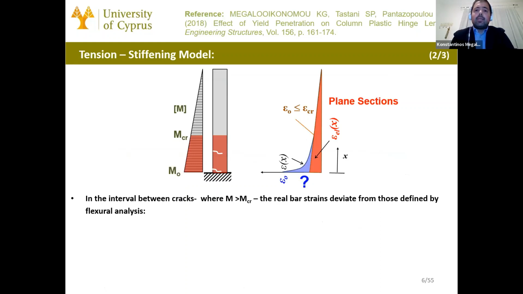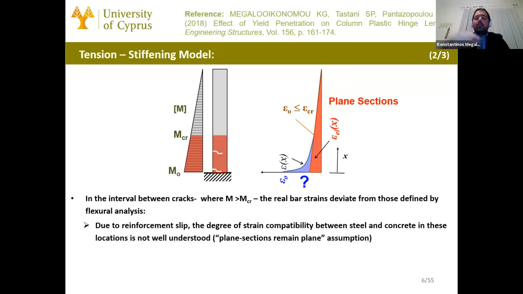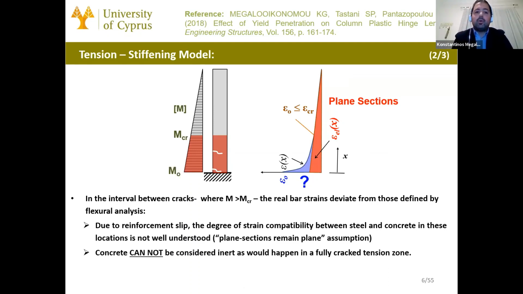Actually, between cracks, the real bar strains deviate from those defined from fractional analysis. Due to reinforcement slip, the degree of strain compatibility between steel and concrete in these locations is not well understood. Due to slip between the two materials, the plane section remains plane assumption is not valid anymore.